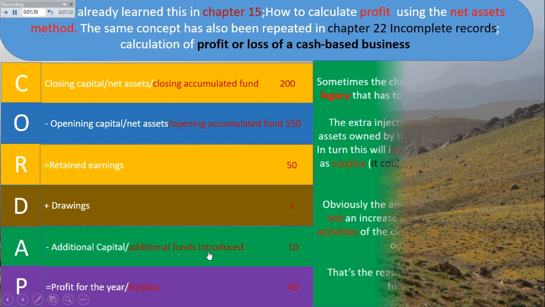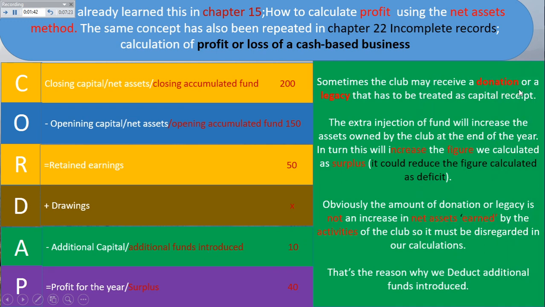Now, additional funds introduced. Sometimes the club may receive a donation or a legacy that has to be treated as a capital receipt. The extra injection of fund will increase the assets owned by the club at the end of the year. In turn, this will increase the figure we calculated as surplus. It could also reduce the figure calculated as deficit. If you are suffering from deficit, it could reduce the amount of deficit. Obviously, the amount of donation or legacy is not an increase in the net assets earned by the activities of the club, so it must be disregarded in our calculation. That's the reason why we deduct additional funds introduced.